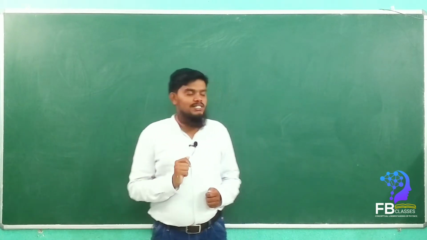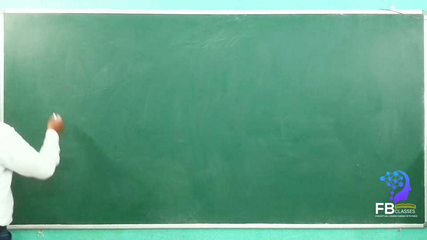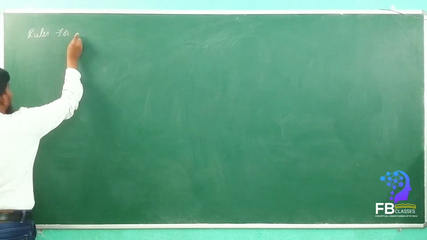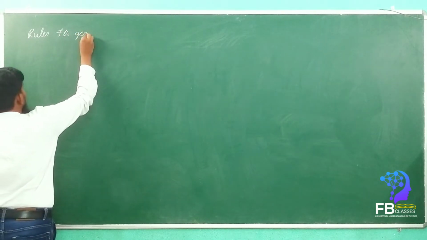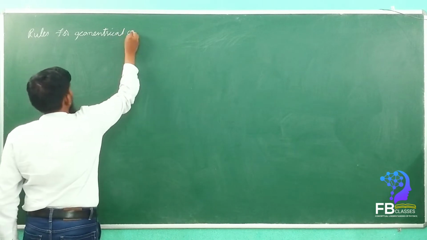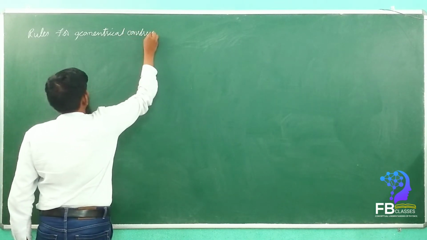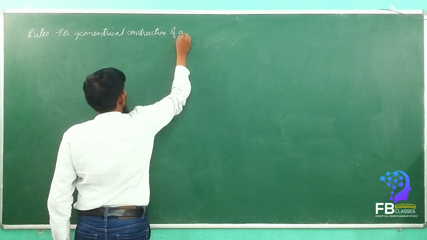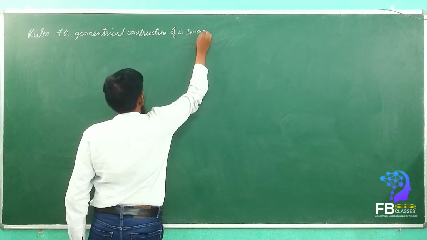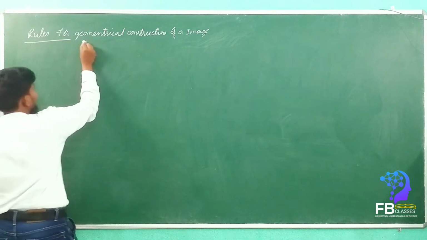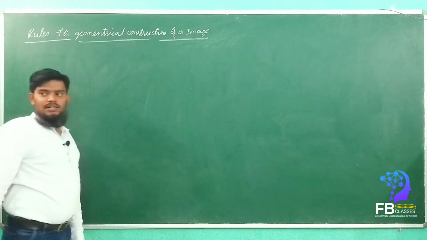What are the rules? It is very simple. Rules for geometrical construction of an image by spherical mirrors. There are four rules.